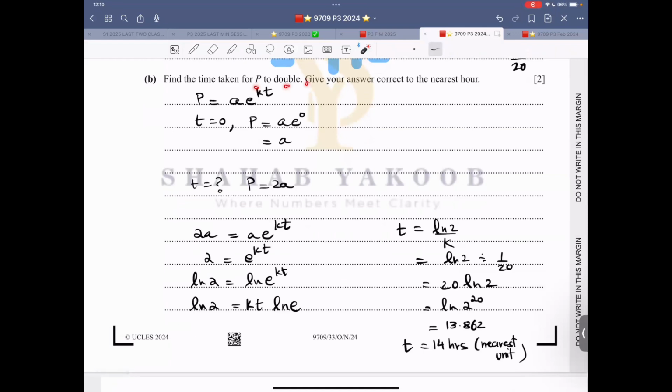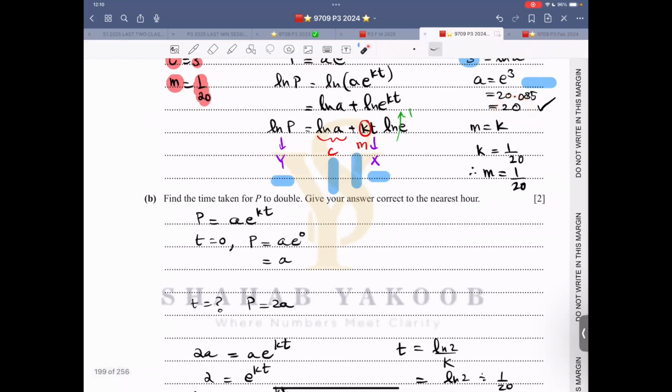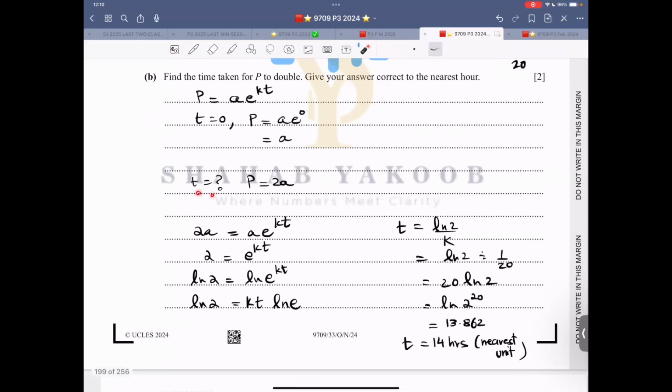Find the time taken for P to double. When t is 0, P is A. Even though I have the value of A, I'm not plugging it in. t is unknown, P is 2A, because the ratio would be the same. Whatever the value of A, I'll write 2A over here. So after division, this will come out to be 2. Take natural log of both sides. Therefore, t is ln2 over K. This has to do with half-life, for those who study physics. ln2 divided by K, K is 1 over 20, so ln2 times 20 is 13.862. It has to be given to the nearest hour, nearest unit, that's 14 hours.